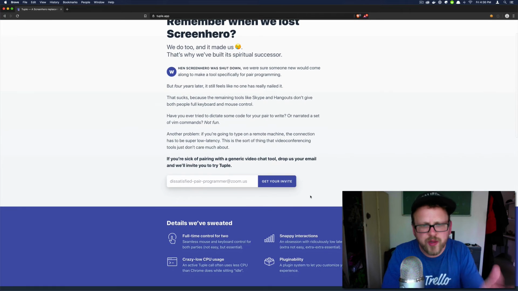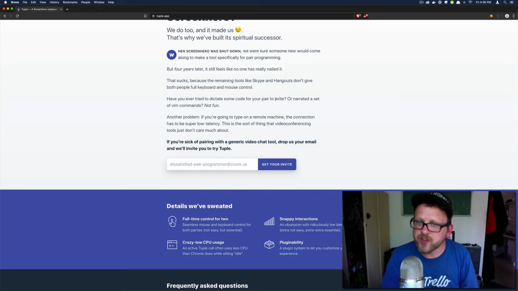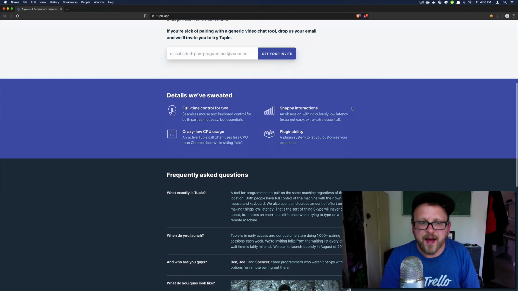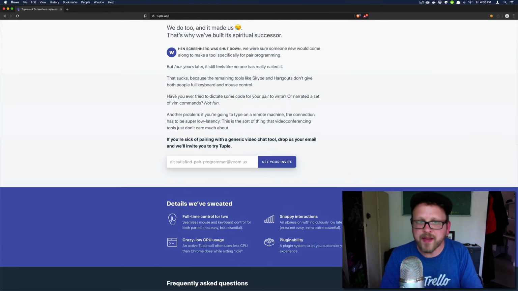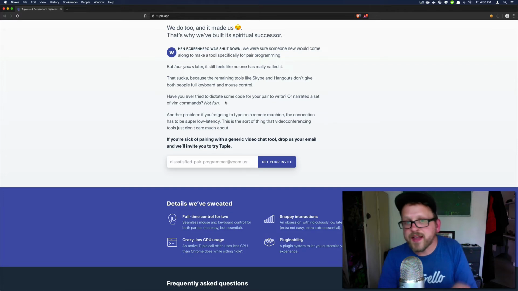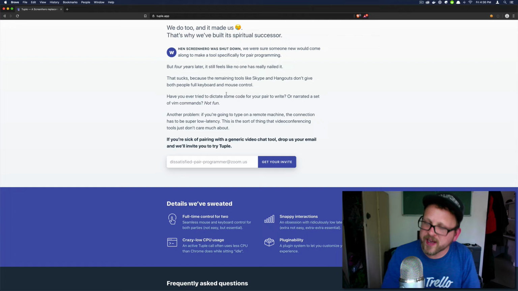And this page is really consistently good, I would say. This is all really well-written copy that's talking about the problem in a very direct way. I mean, look at this. Have you ever tried to dictate some code for your repair to write or narrated a set of Vim commands? Not fun. That's a really specific sentence that's talking about some very real world problems. It's not talking in a generic, high level way.